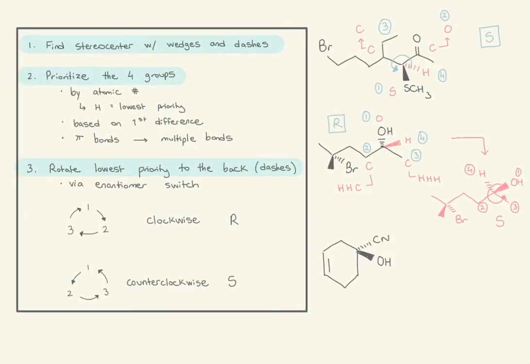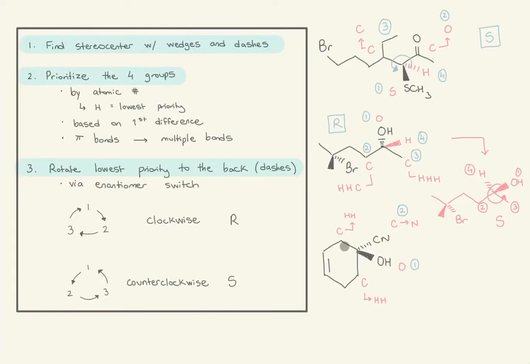Let's find the stereocenter with wedges and dashes on our last problem. Here is the stereocenter, and it is attached to an oxygen, a carbon, and a carbon. Oxygen will take highest priority. Next, we see that this carbon is attached to a nitrogen. This carbon is attached to 2 hydrogens. And this carbon is also attached to 2 hydrogens. So the carbon that is attached to the nitrogen will have second priority.